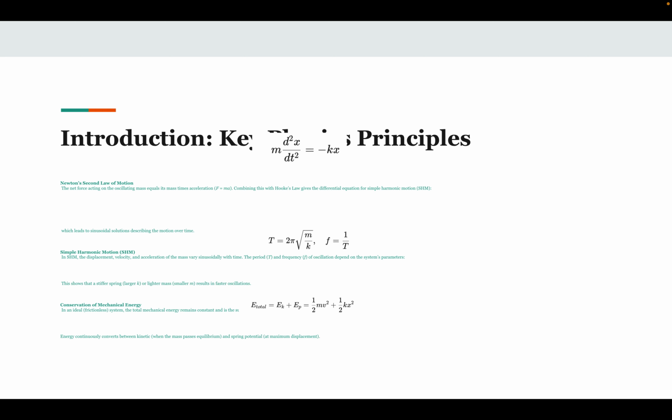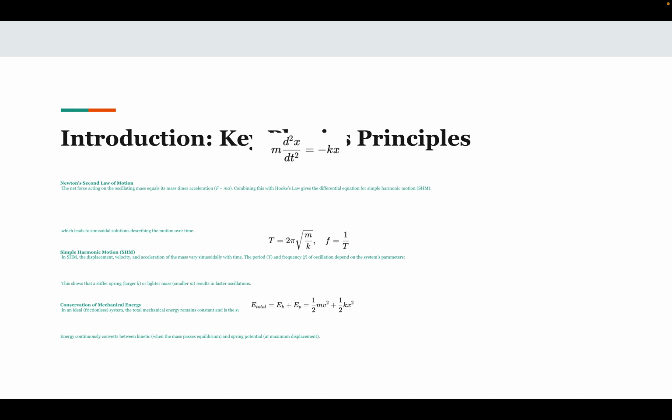Then simple harmonic motion, or SHM, is the displacement, velocity, and acceleration of the mass in a sinusoidal manner that you'll see on a later slide. The period T and frequency f depend on the system's parameters. So T equals 2 pi square root of the mass over k spring.